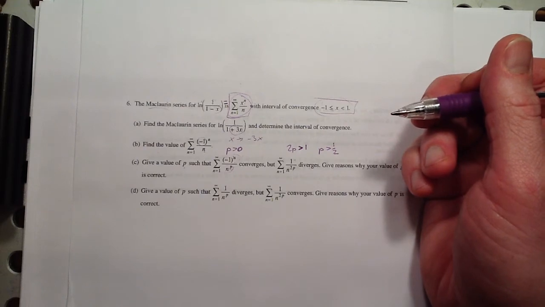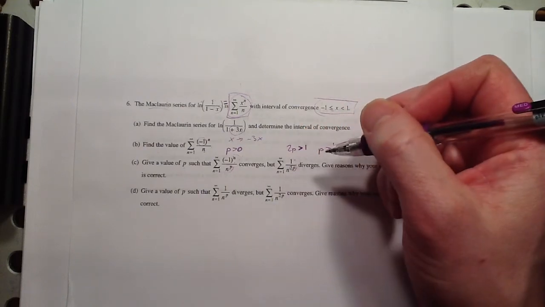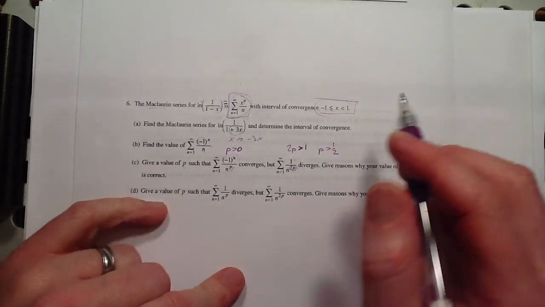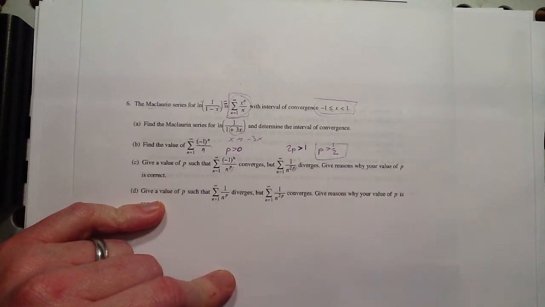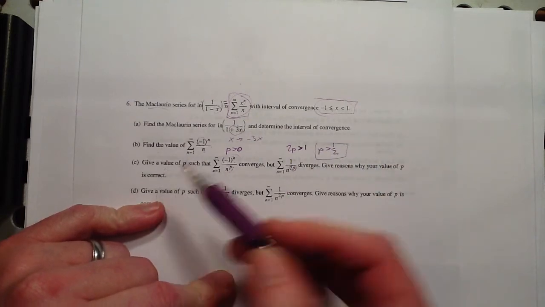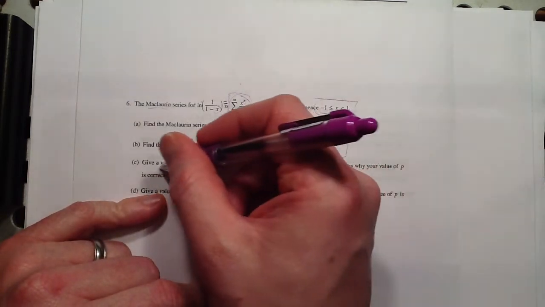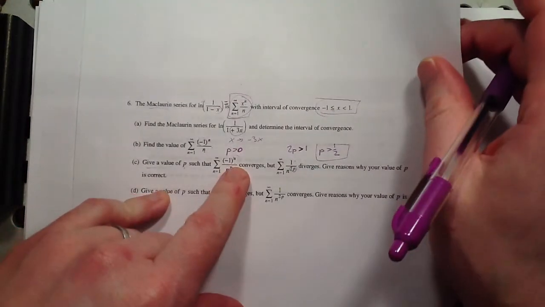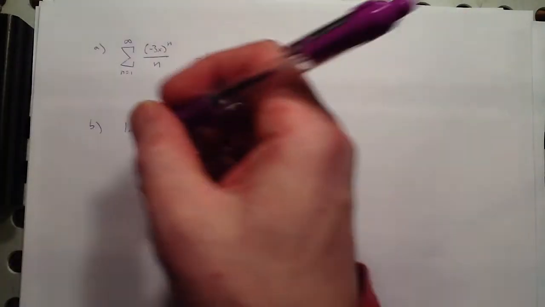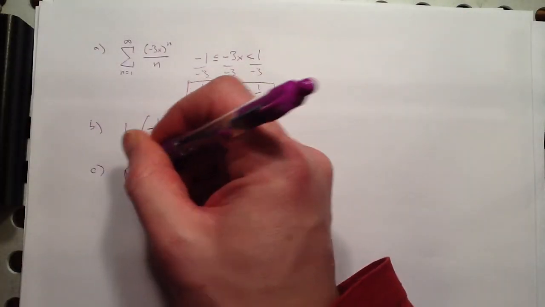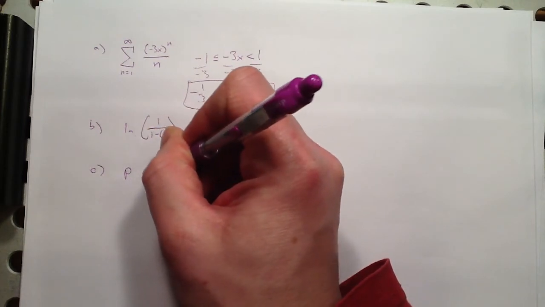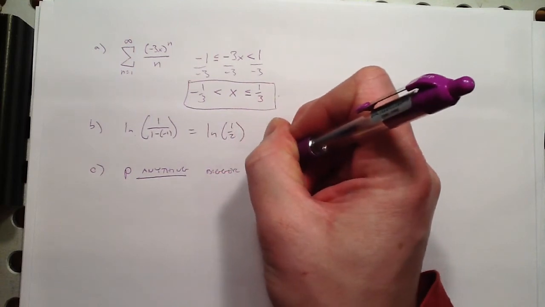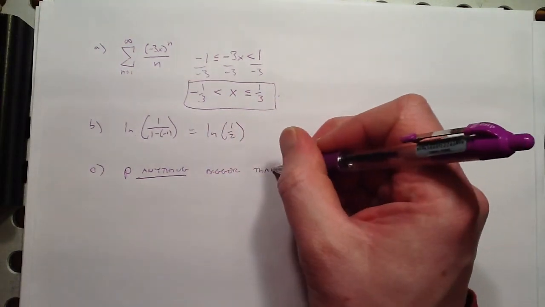Correct? Right? That exponent has to be greater than 1, so that means p has to be greater than 1/2. So any value greater than 1/2 will work for this. They said to give a value of p, so I could say p equals 1. Just pick anything that's bigger than 0 and bigger than 1/2. So p could be anything bigger than 1/2, but you're supposed to pick one.